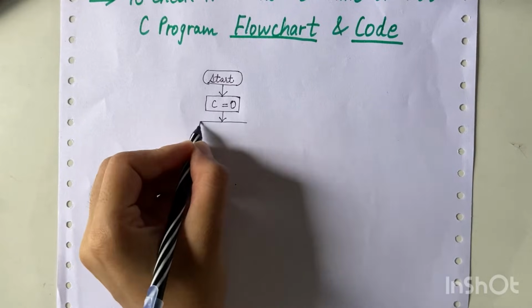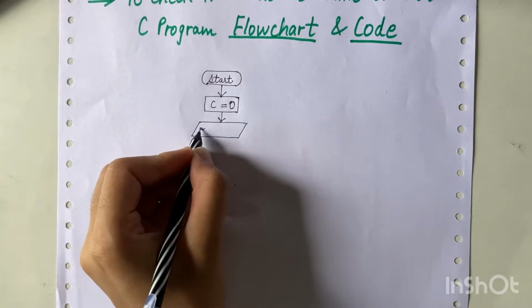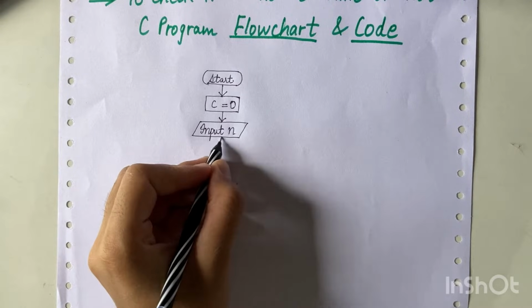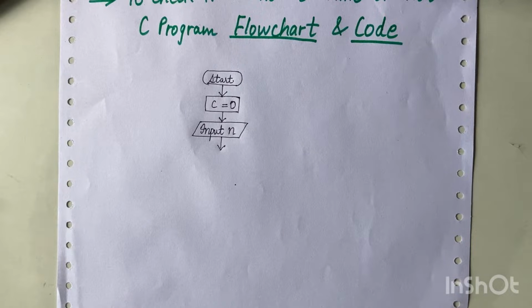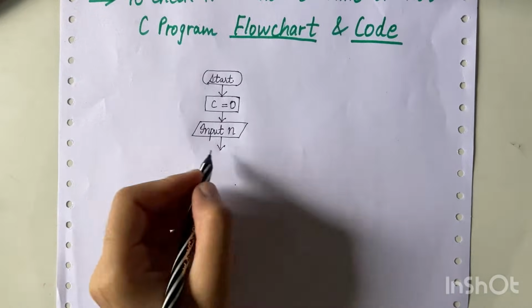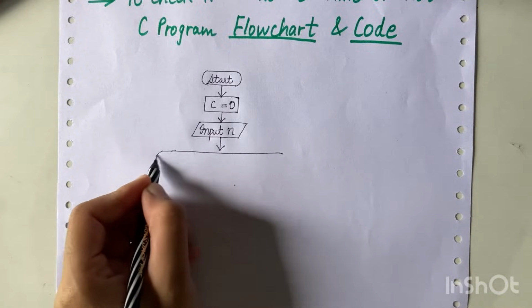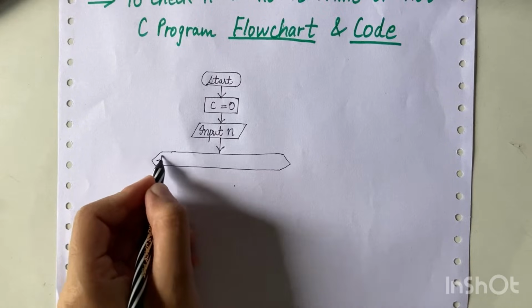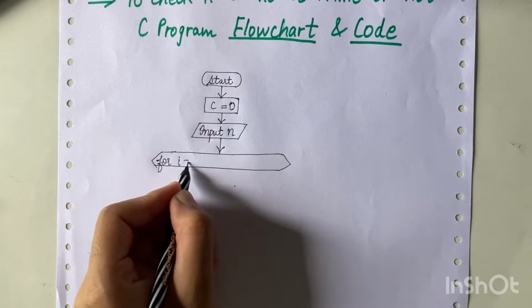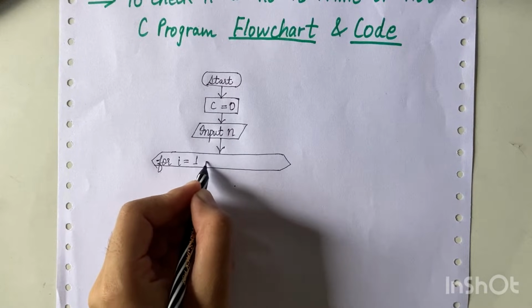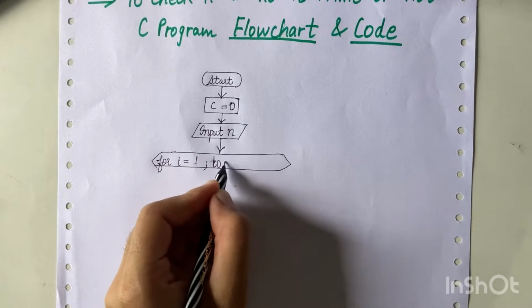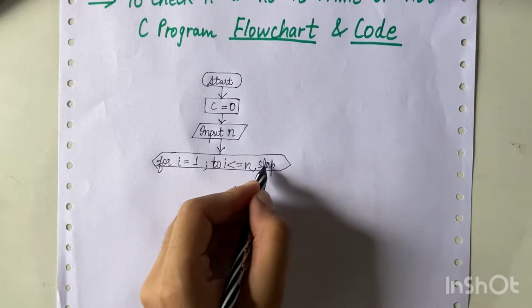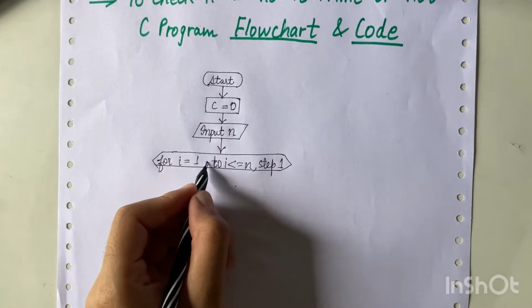We will input a number that we need to check. We will draw a parallelogram to input n. Let n be that number, and then we will write a for loop. This is the syntax of for loop. The loop will run from I to I less than equals to n, step 1. This is comma.